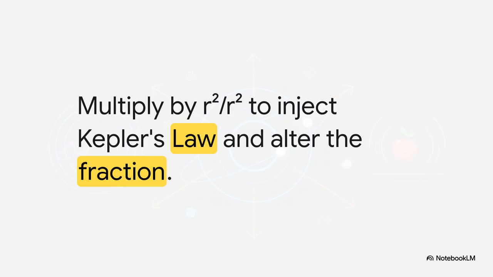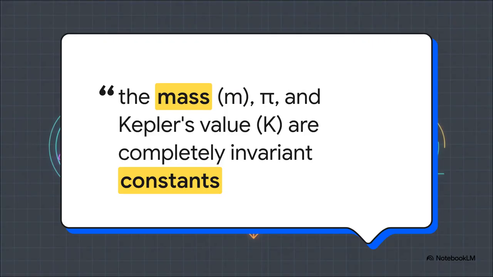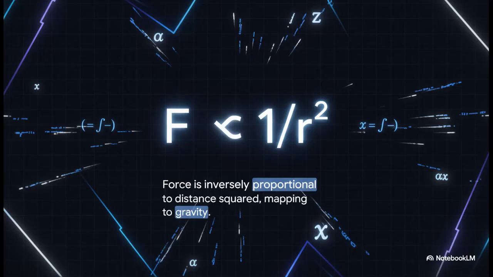F equals 4m pi squared divided by r squared times k. Now, take a really close look at that fraction. Newton realized something profound here. The mass of the planet, m, well, that's a constant. Pi is, of course, a constant. And Kepler's value, k, is a completely invariant constant for a specific orbit. Because all of these are constants, that entire cluster of terms, 4m pi squared over k, functions entirely as just one single constant value. Which brings us to step 4, the grand conclusion.